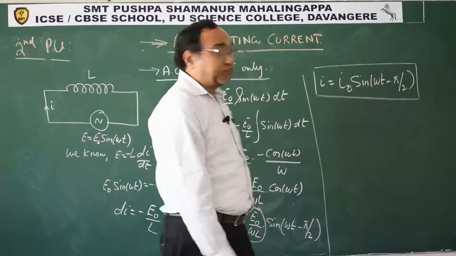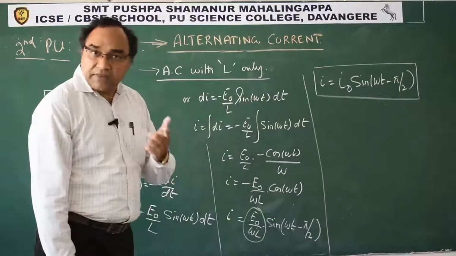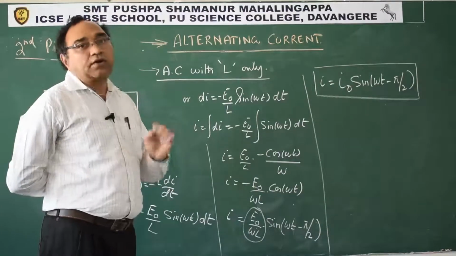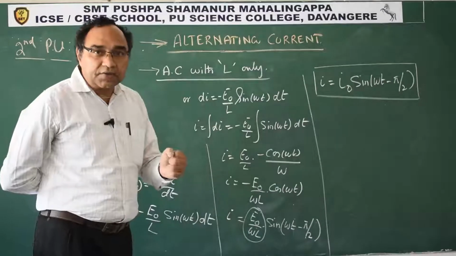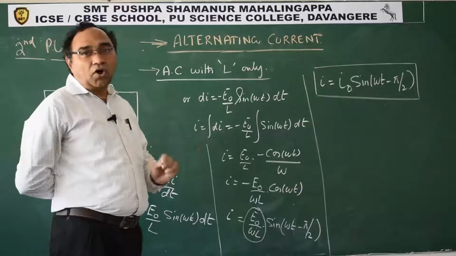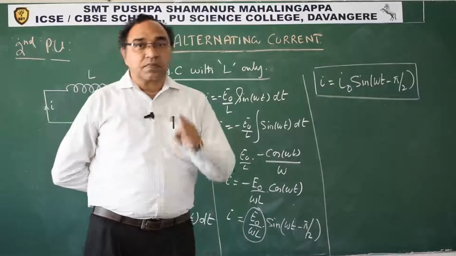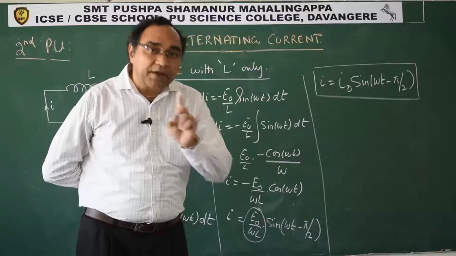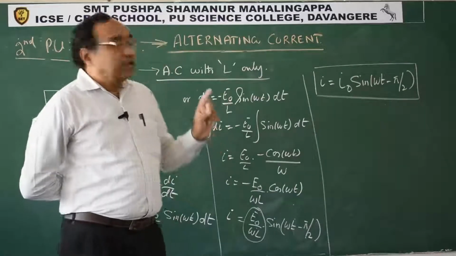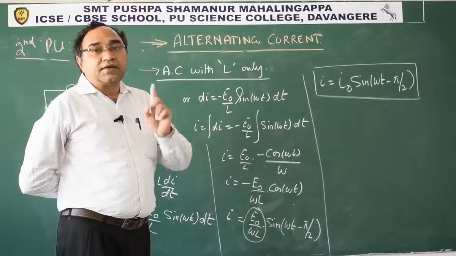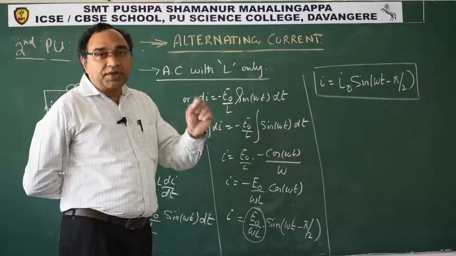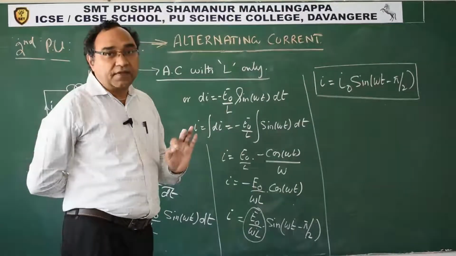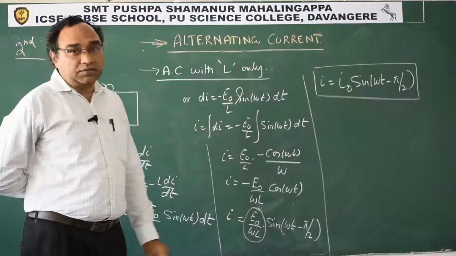So the phase difference is what? Is it lag or lead? Very important. In an L only circuit, an inductor brings about a phase difference of pi by 2 between voltage and current. This pi by 2 is lag or lead? Compulsorily, current lags EMF or voltage by pi by 2 radians or 90 degrees. So it is able to block. This is what we have seen.